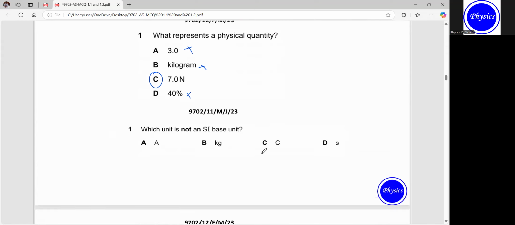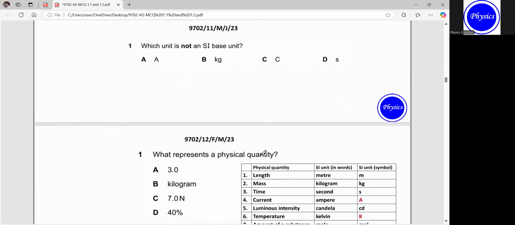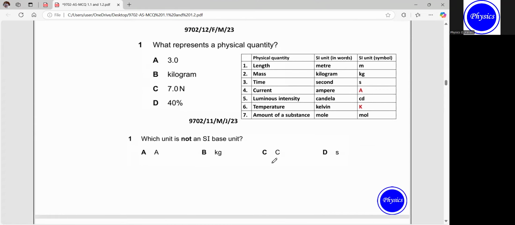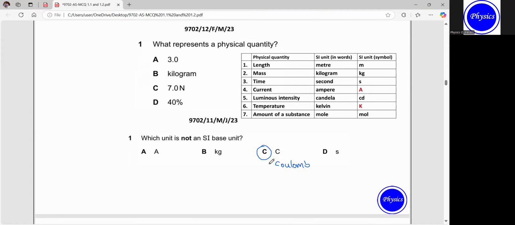The next question, which unit is not an SI base unit? SI base unit, you need the table. Yes, here's the table. Compare the table. Ampere we have, kilogram we have, seconds also we have. This is actually coulomb, coulomb for charge. This is not in the SI base system. Okay, this is coulomb, which is not an SI base unit.